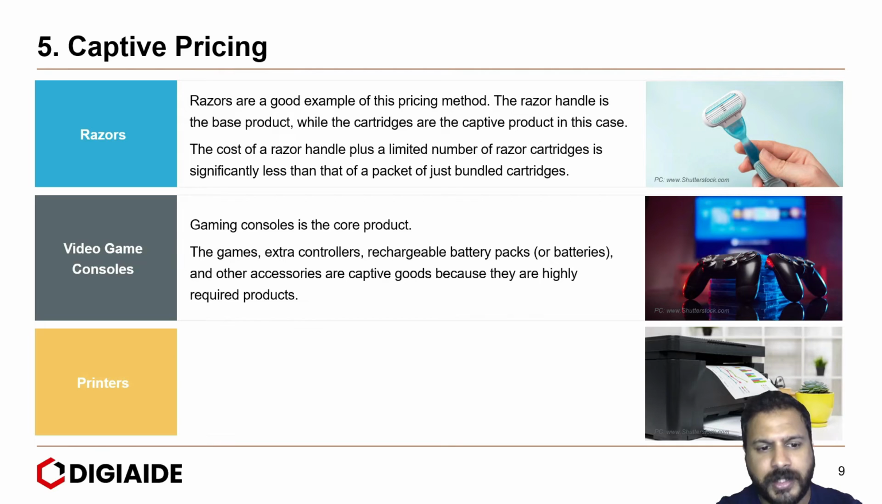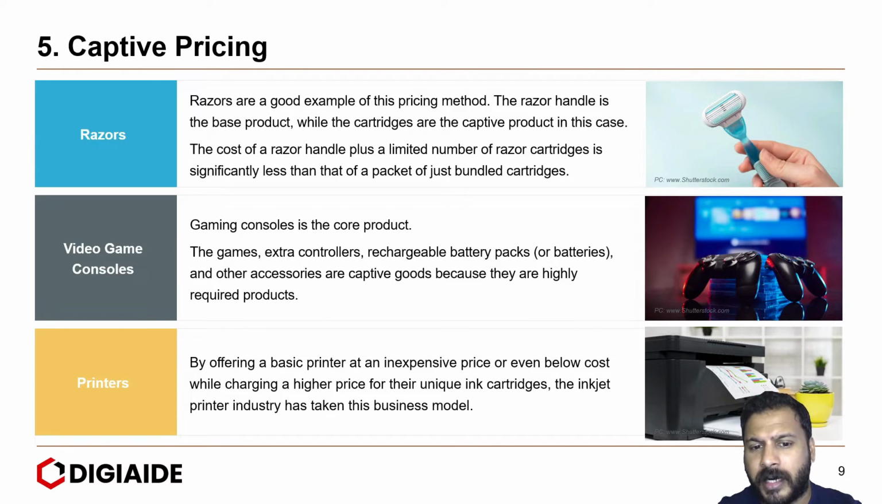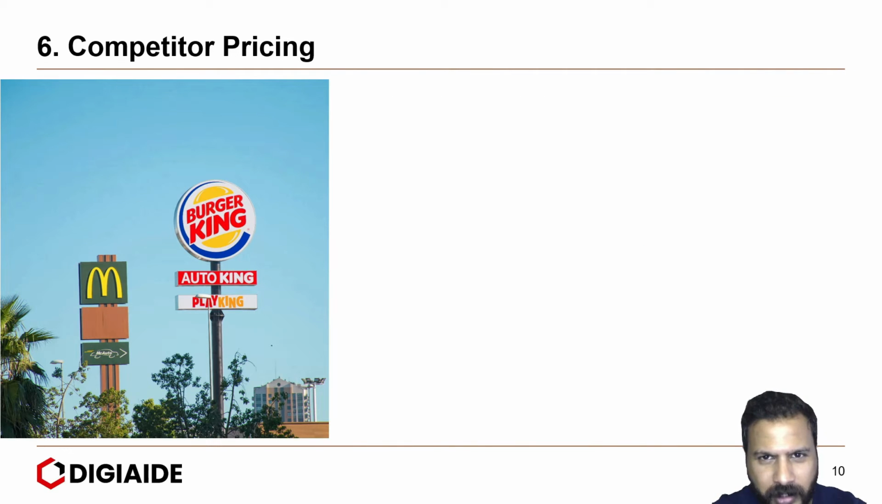The same applies in the printer business. By offering a basic printer at an inexpensive price or even below cost while charging a higher price for the unique ink cartridges, which are captive goods, the inkjet printer industry has taken this business model. Moving on to number 6, competitor pricing.